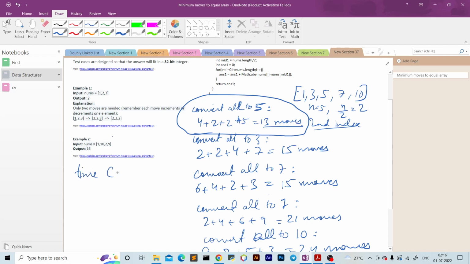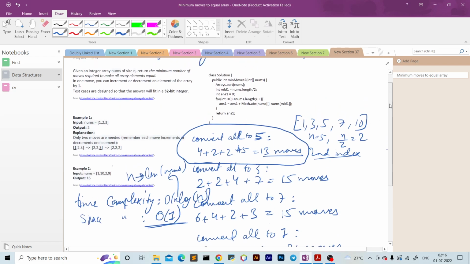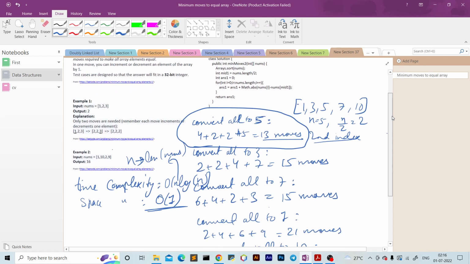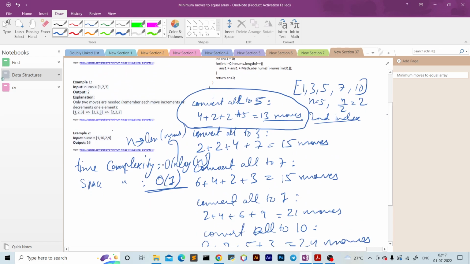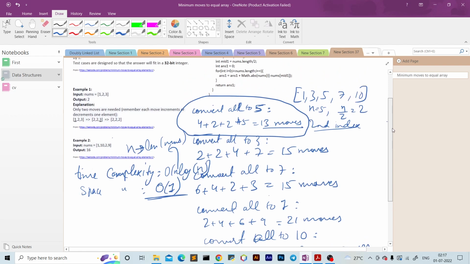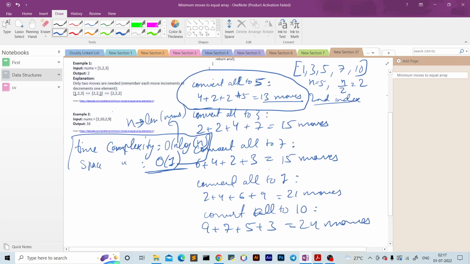The time complexity of this solution is O of n log n, where n is the length of nums, and the space complexity is simply O of 1, because I am not using any auxiliary space. Basically this was the only thing that I had to cover.